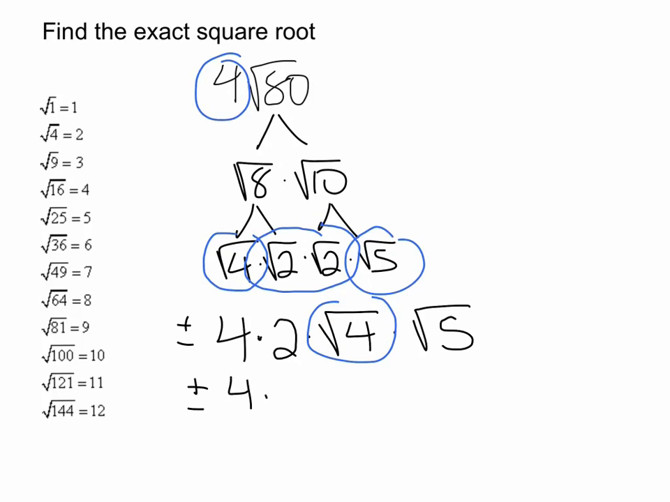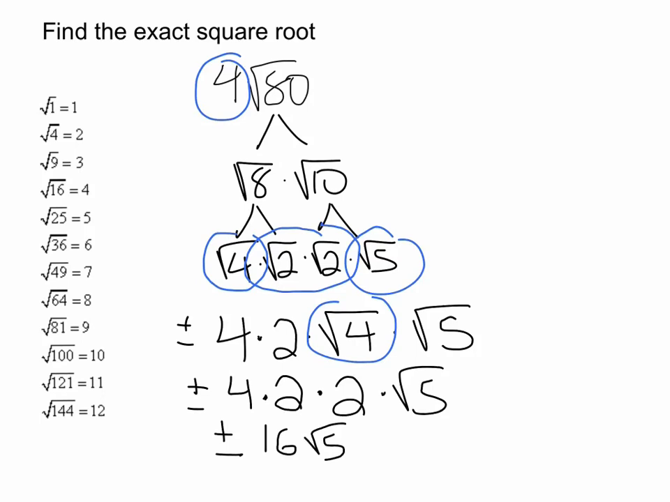So I'll rewrite next step what I have. I'll bring down the 4, bring down the 2. Square root of 4 gives me positive and negative 2. Again, my positive and negative signs are out in front of my expression times the square root of 5, and I'm multiplying all these terms. So at the last step, I have positive and negative 4 times 2 times 2 gives me positive and negative 16 times the square root of 5.